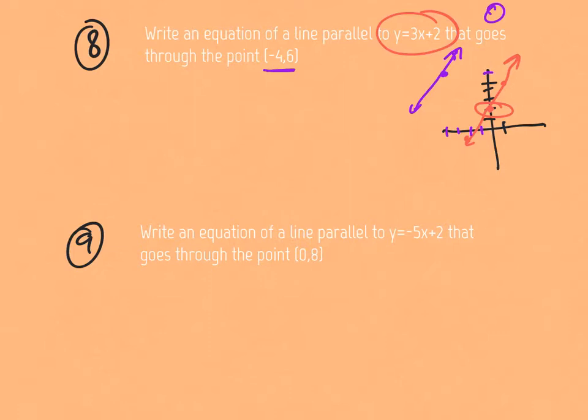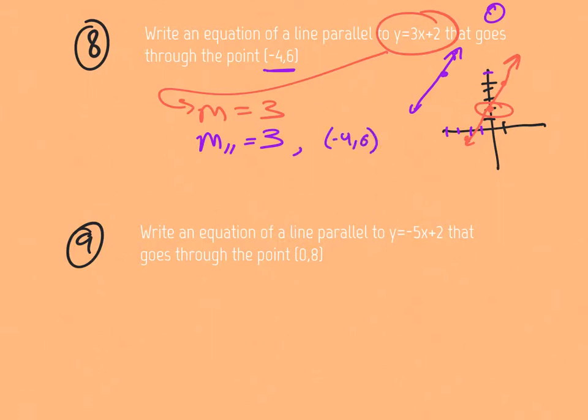So my slope of the red line is m equals 3. Now if I want a parallel slope, I write m parallel equals, well, parallel lines have the same slope. So my m parallel is also 3. Right? And now I have a slope, and I also have a point, negative 4, 6.